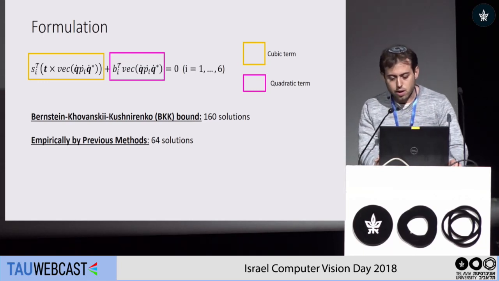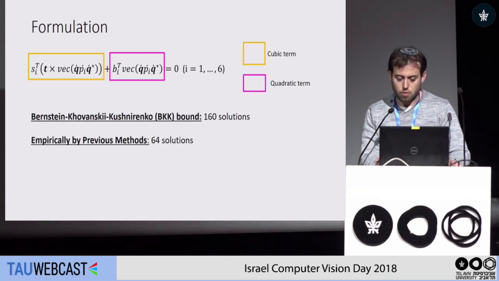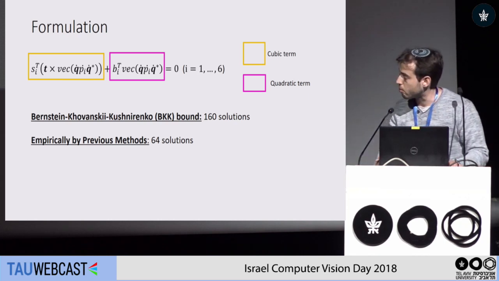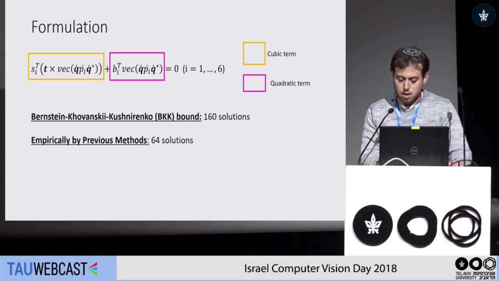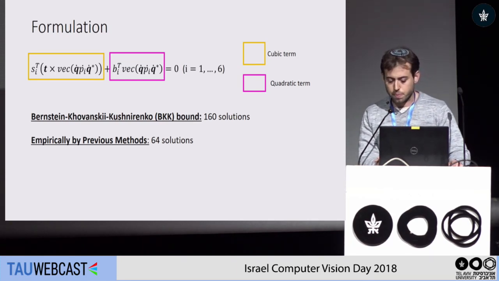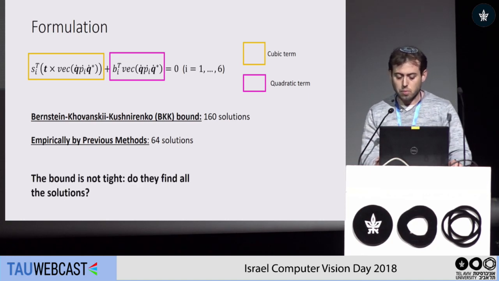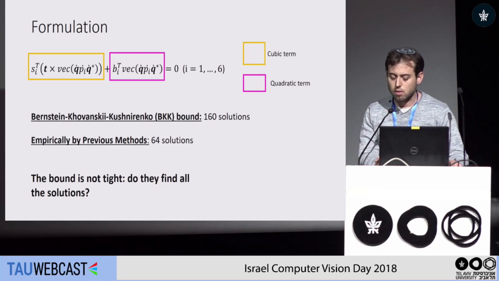Here we marked in yellow a cubic term, where there is a multiplication of 3 unknowns, and in pink we marked a quadratic term, where there is a multiplication of 2 unknowns. Then we use the BKK bound, which is a method to bound the number of complex solutions of a polynomial system. In our case, there is a bound of 160 solutions. However, it was observed previously that this problem usually has 64 solutions. So we would like to see if we can find a tighter bound on the number of complex solutions for the problem using our formulation.